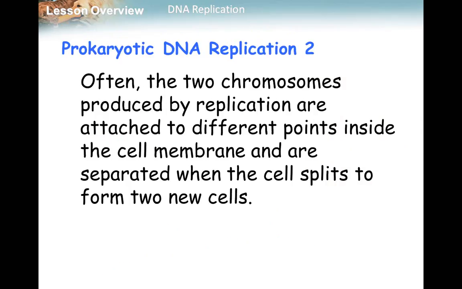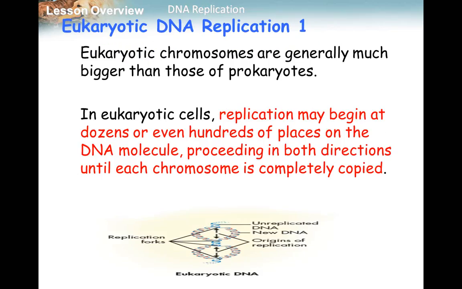Often, the two chromosomes produced by the replication are attached to different points inside the cell membrane and are separated when the cell splits into two new cells. In eukaryotic cells, replication can start at dozens or even hundreds of different places in the DNA molecule, proceeding in both directions until the chromosome is completely copied.